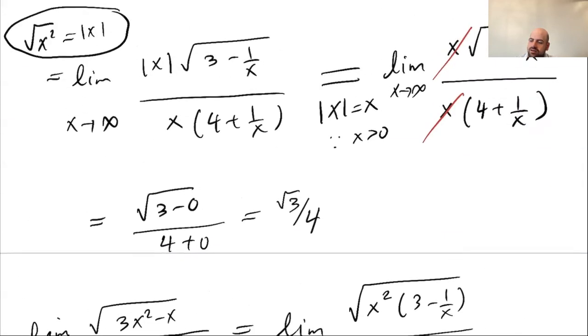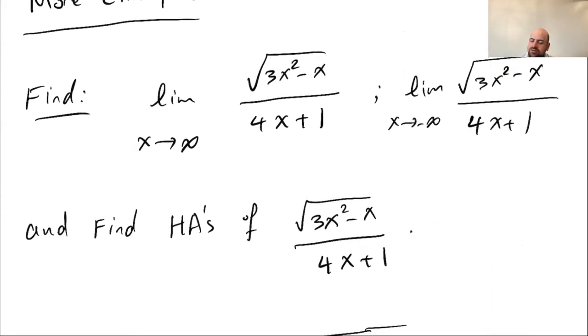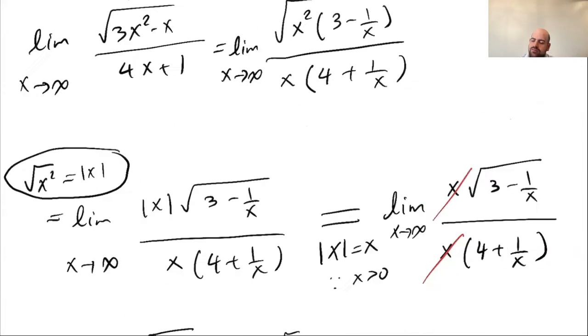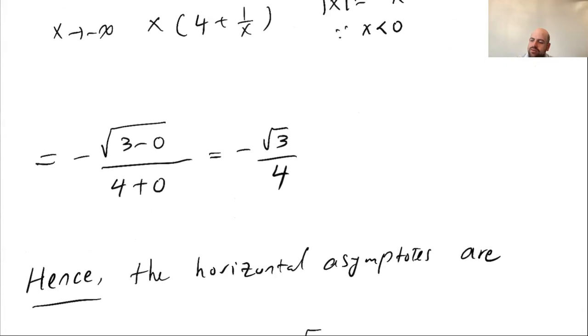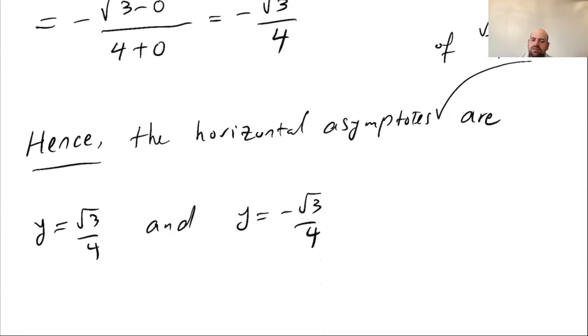Of this function here, if you want to know which one, because the question says find horizontal asymptotes of this function. So just to be more clear, I can also mention the function: root of 3x squared minus x over 4x plus 1. So these are the function and its horizontal asymptotes, these two horizontal lines.